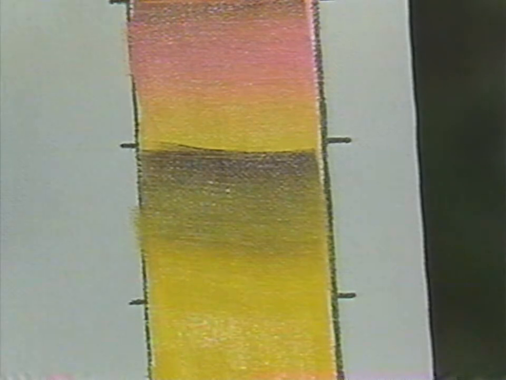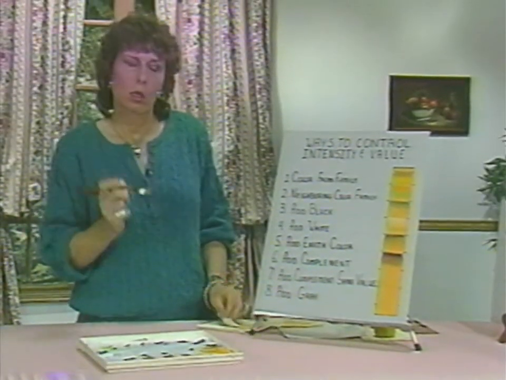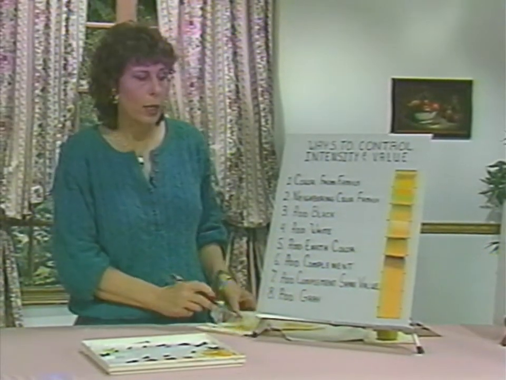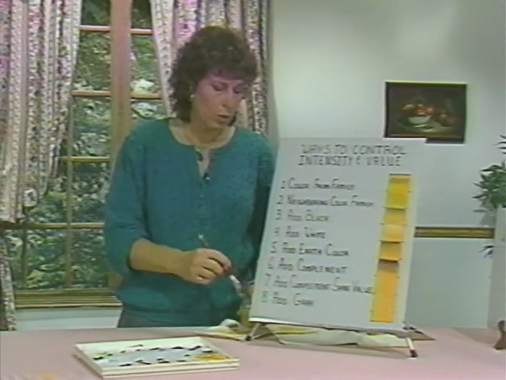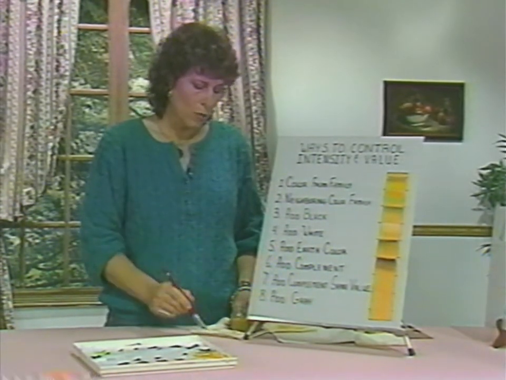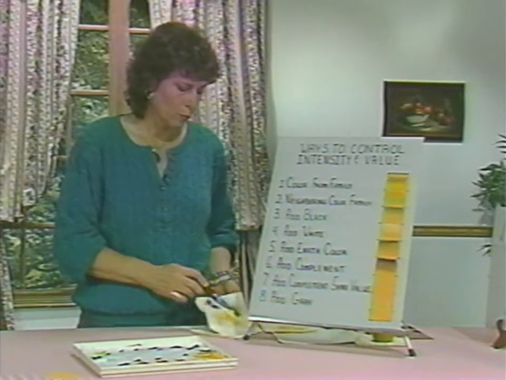Again, I talked about the three properties of a color. How light or dark a color appears to be, how bright or how dull it appears to be, and what color it appears to be. Those are the three properties that we're trying to control. Now then, you ready for a good time saver? This is one that will save you many, many minutes of mixing color.